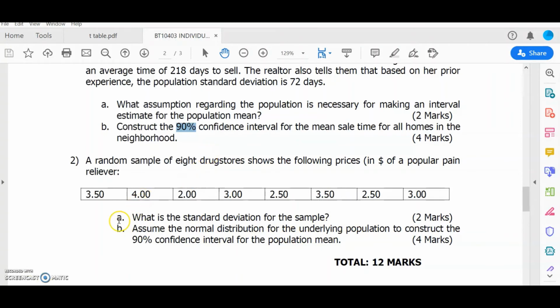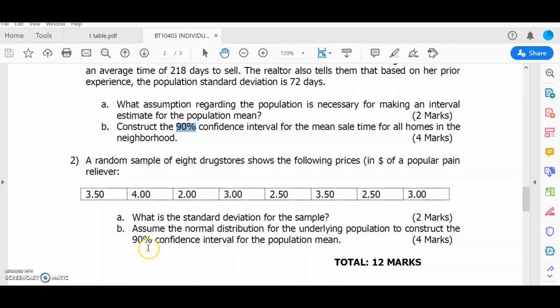Answering question A is pretty simple. All that you have to do is use the formula for the standard deviation for the sample. For B, on the other hand, we are required to determine the confidence interval when the population deviation is not provided. So remember, when we don't know the population standard deviation, we have to use the sample standard deviation to construct the confidence interval for the population mean.